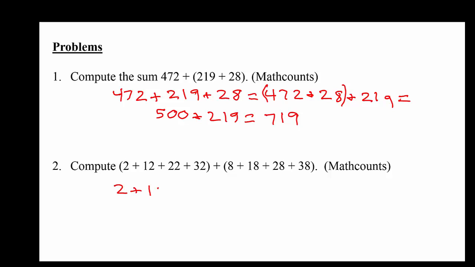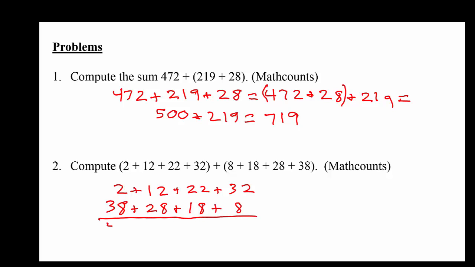And right, this is 2 plus 12 plus 22 plus 32. Then let's write this one backwards. So that means that'll be 38 plus 28 plus 18 plus 8. And then we're going to add those together. We get 40, 40, 40, and 40. So they all come out to be 40. That's nice. And that's why it sort of reminds me of Gauss's trick. Then we have 4 times 40, and that is, of course, 160.